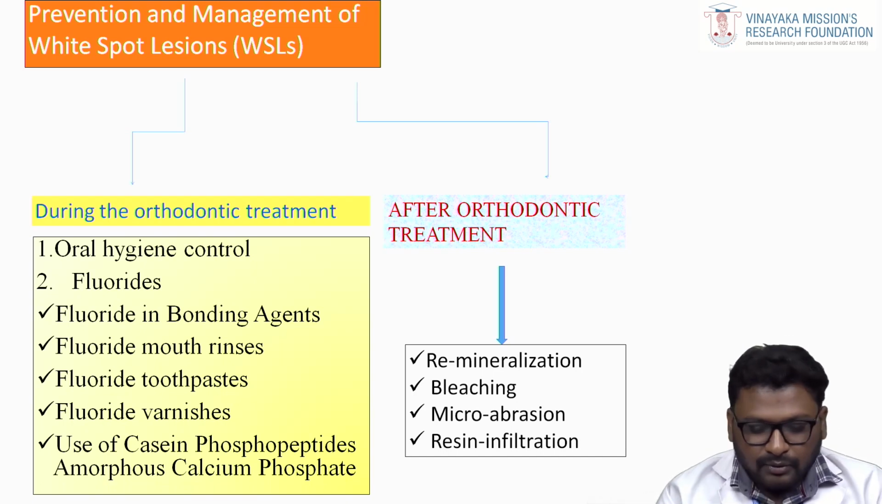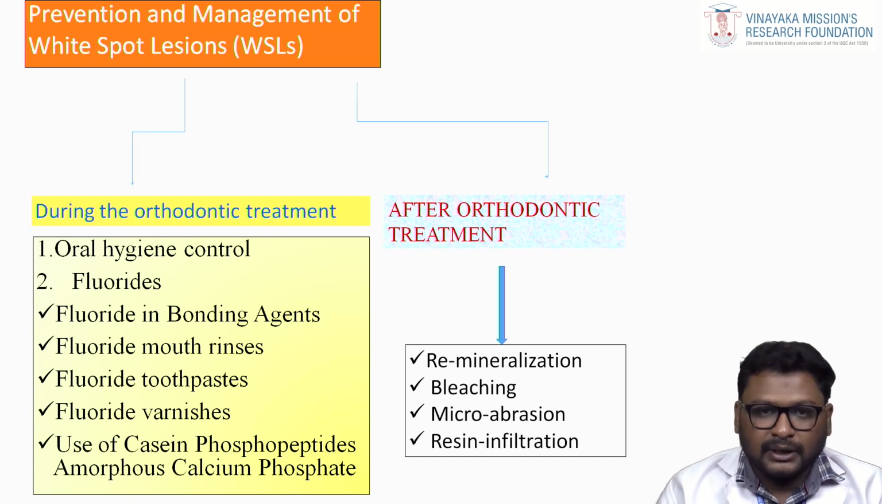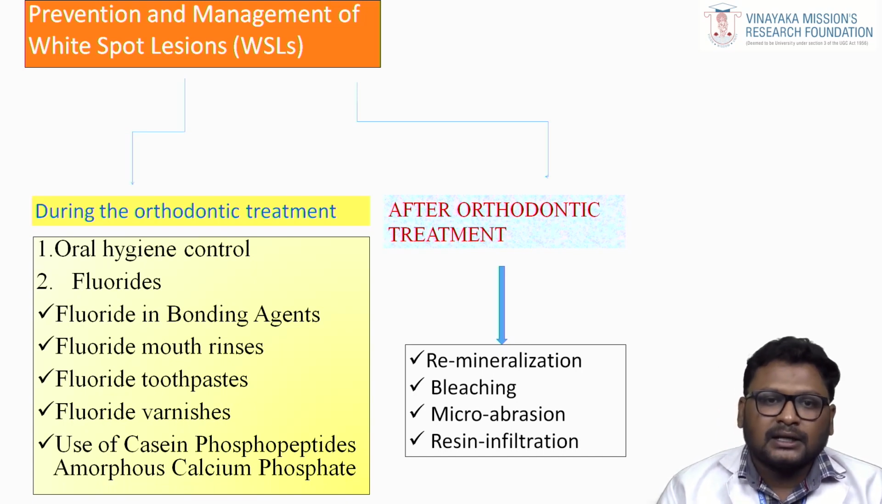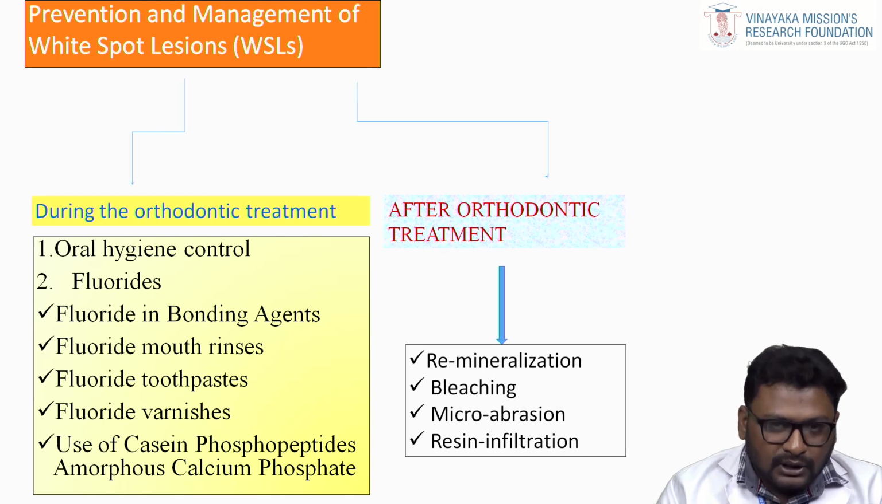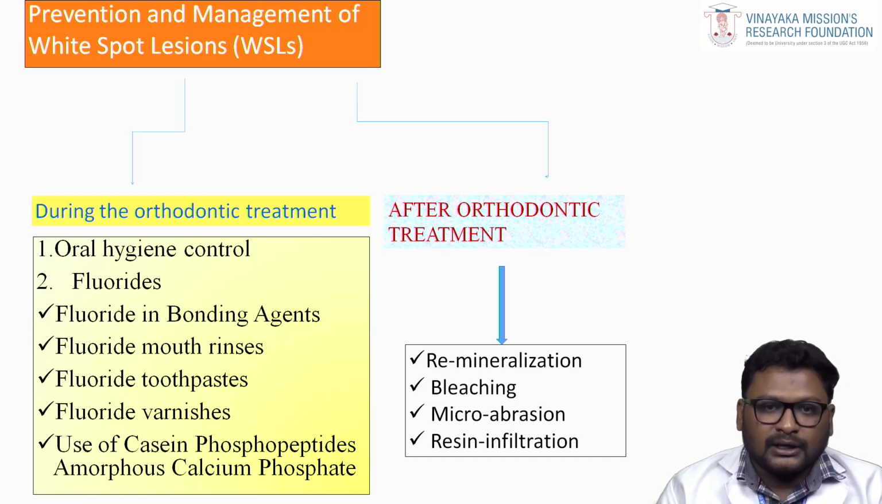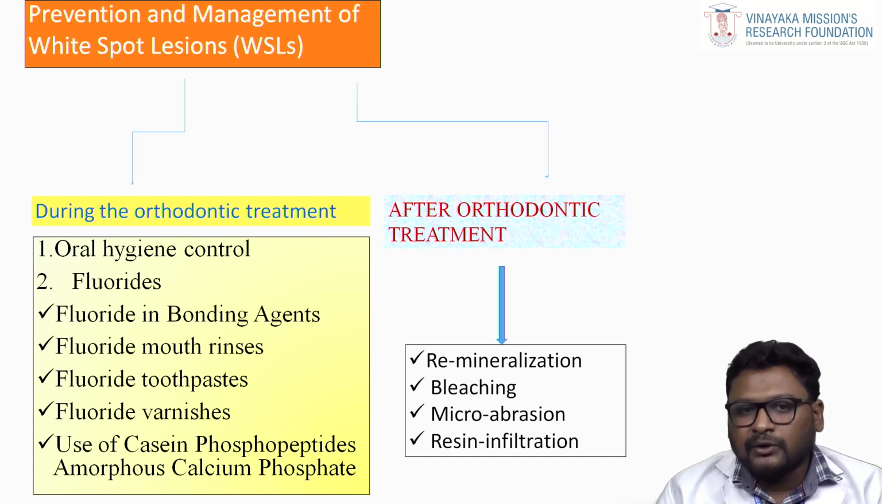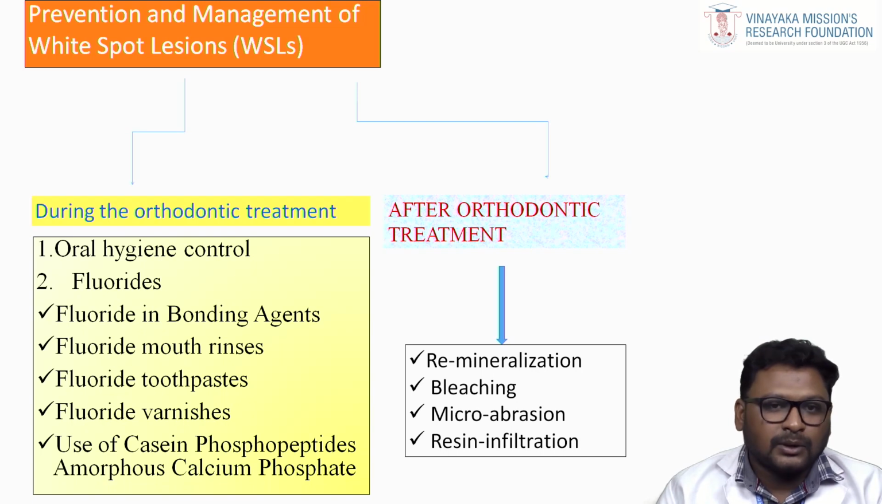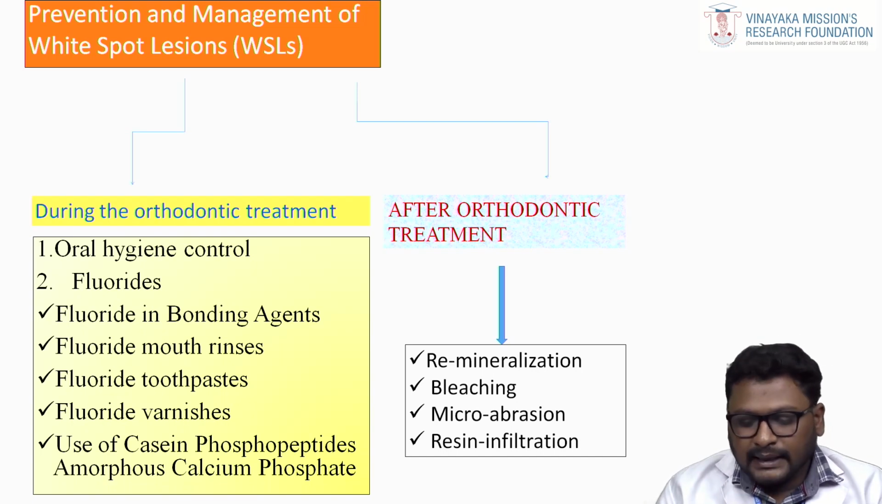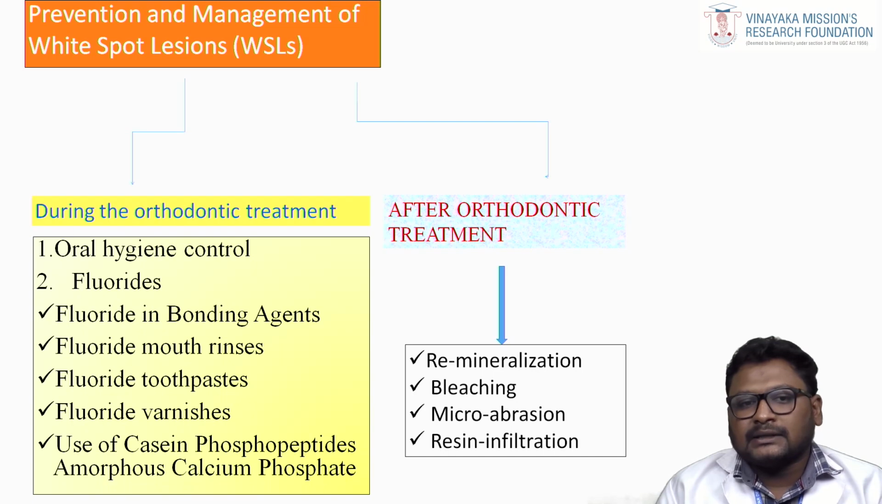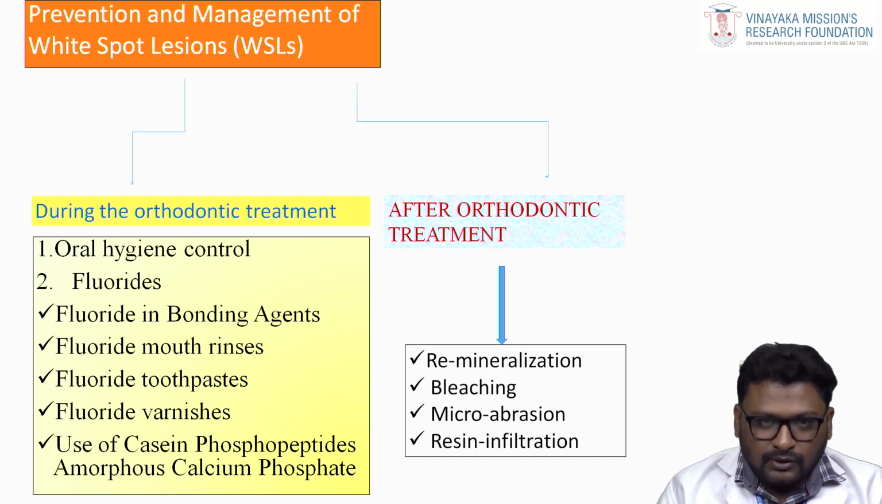So in this topic, we are going to discuss two separate headings. One is the occurrence of white spot enamel lesion during orthodontic treatment, meaning white spot enamel lesion should not occur during orthodontic treatment. If we do not properly maintain the oral hygiene, it will definitely occur. So our first and foremost aim is prevention of white spot enamel lesion, and second is, once the white spot enamel lesion has occurred, what we are going to do. So these are the two major headings we are going to discuss today.